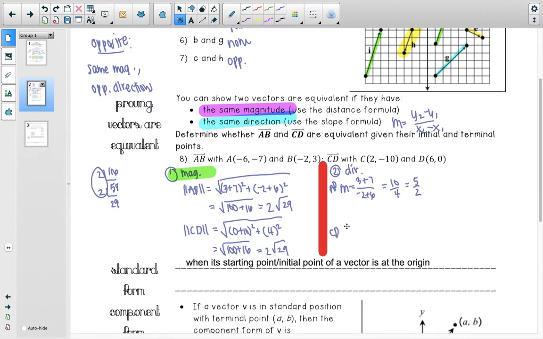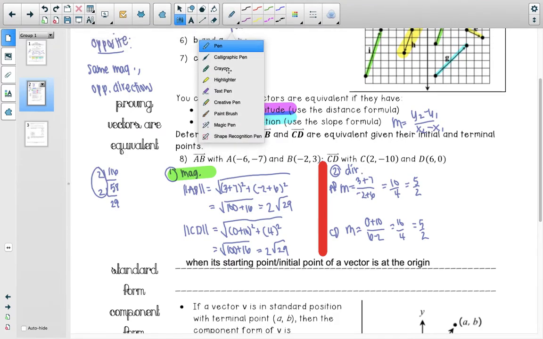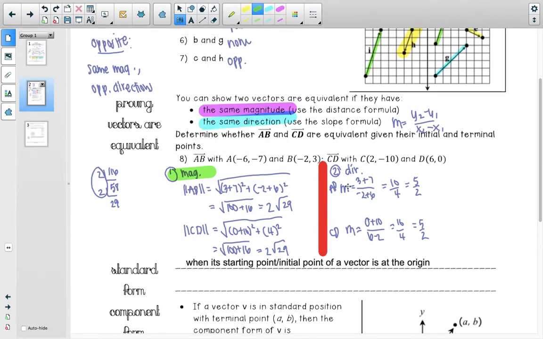And then you have to do the slope for this one. So you're going to do 0 minus negative 10, which is positive, and then you're going to do 6 minus 2, giving you 10 over 4. So that's 5 halves. So if you notice, the slope is exactly the same. Because the magnitude and the direction is the same, you have equivalent. I'm going to write that. Therefore, they are equivalent.